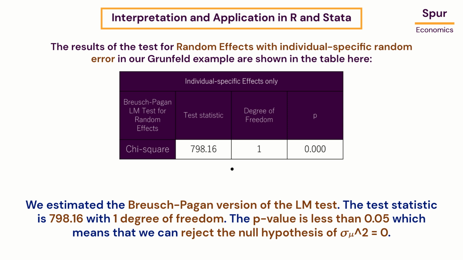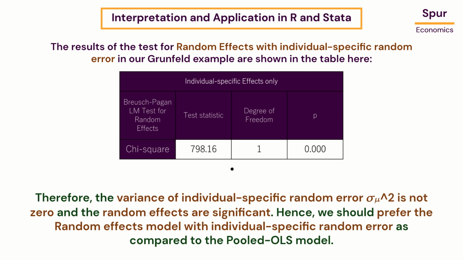The test statistic is 798.16 with 1 degree of freedom. The p-value is less than 0.05, which means that we can reject the null hypothesis of sigma mu square equals 0. Therefore, the variance of individual-specific random error sigma mu square is not 0 and the random effects are significant. Hence, we should prefer the random effects model with individual-specific random error as compared to the pooled OLS model.